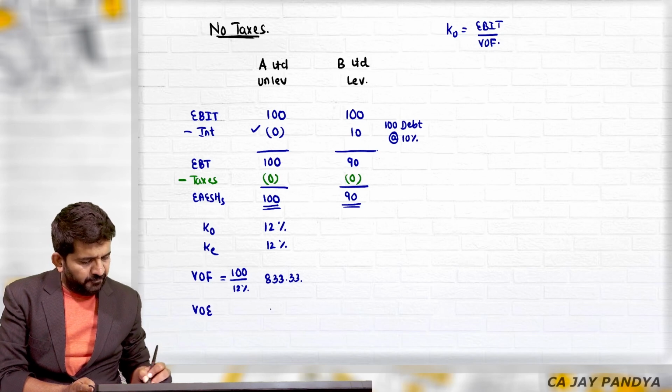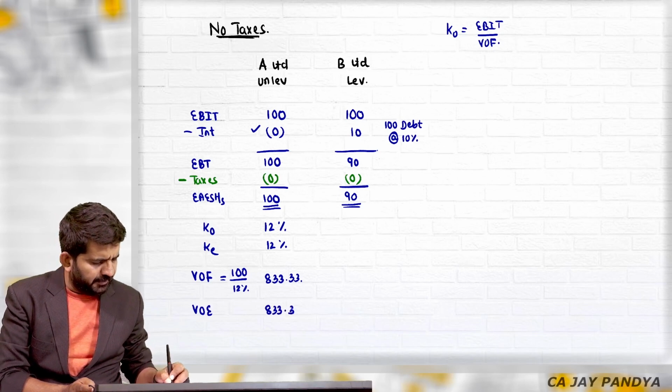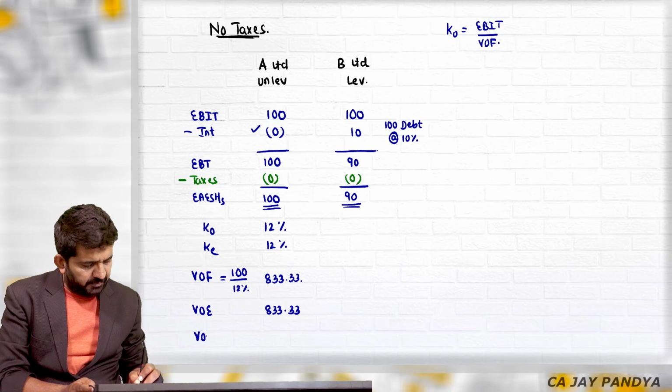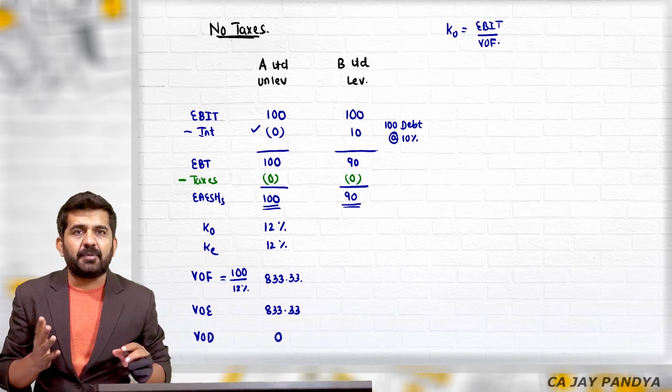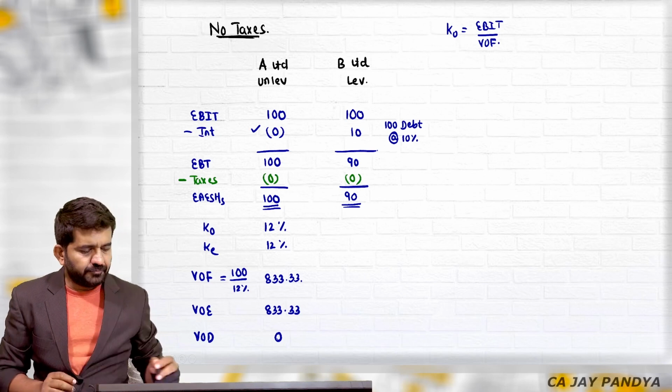What will be value of equity? 833.33. And what will be value of debt? 0. There is no debt. A Limited is unlevered company. It is not having any debt.